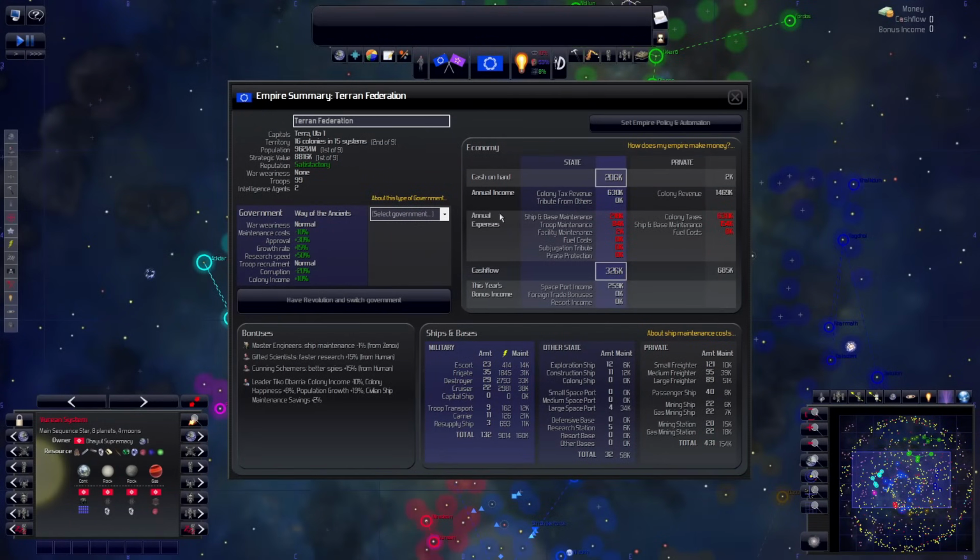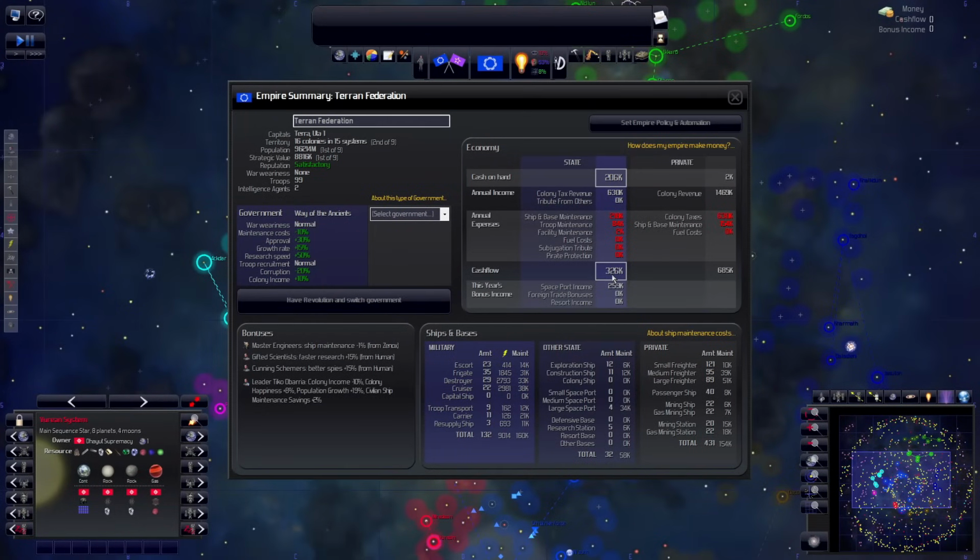The maintenance is pretty self-explanatory, all these expenses. Ship and base maintenance, all the ships and bases you have cost money. This is where you pay that money. Any land troops you have, this is where you pay it. Facility maintenance, things that you build on planets, this is that. Any fuel that you use, that's that cost. If you're a subject, and if you pay pirates any protection fees, all of it's counted here and attributed into your cash flow.